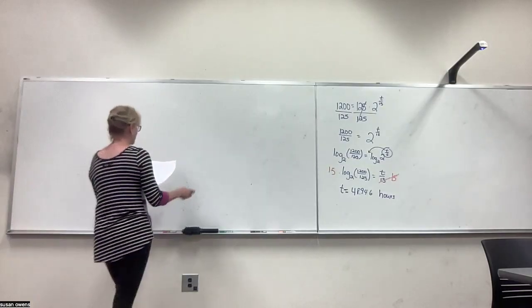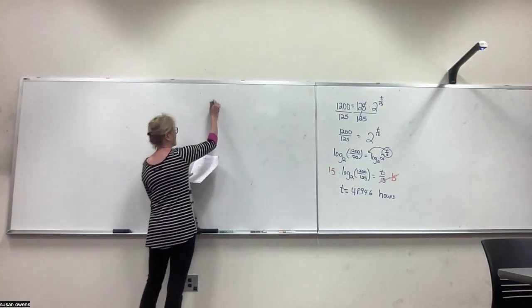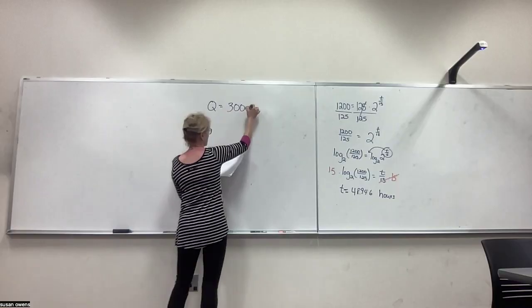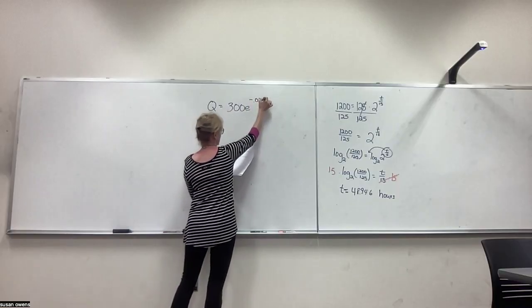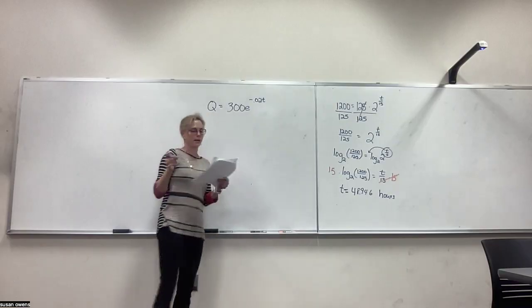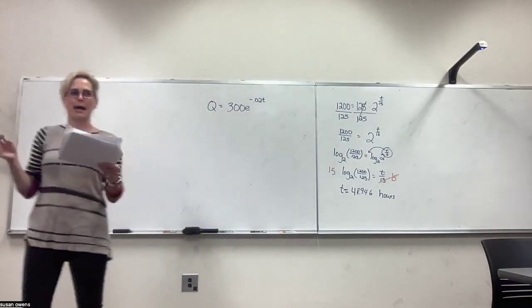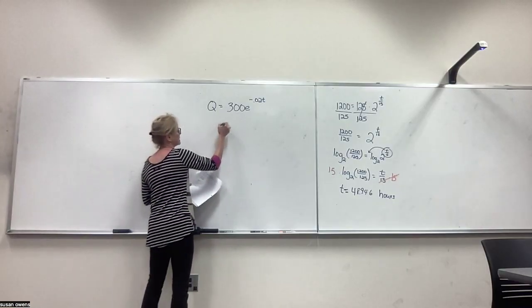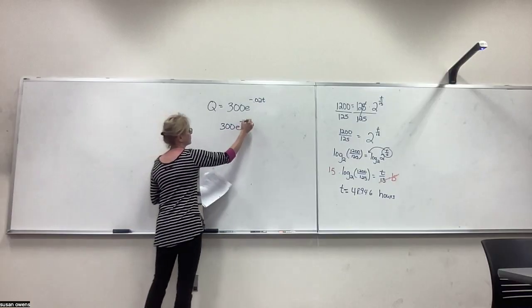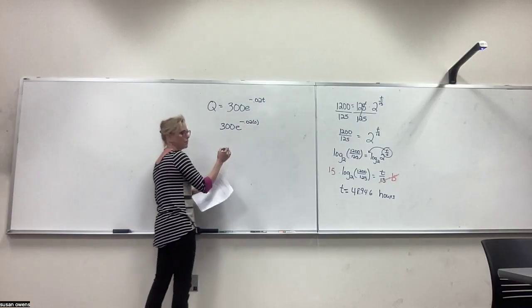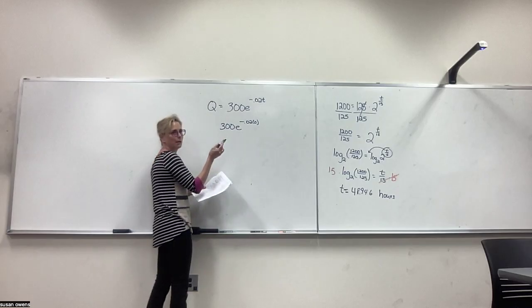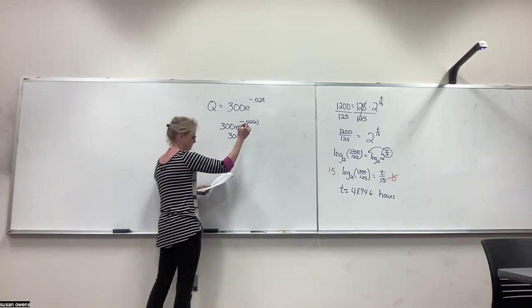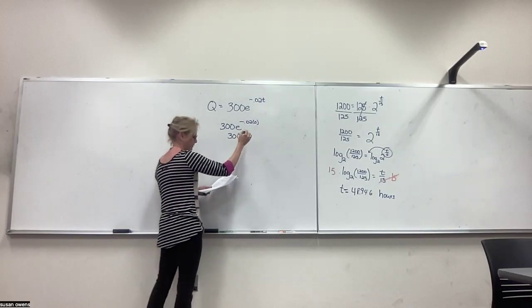The size in grams of a sample of radioactive substance is given by the formula Q is equal to 300 e to the negative 0.02 T, where T is measured in weeks. What is the initial size? The initial size is when T is what? Good. 300 e to the negative 0.02 T times 0. What's the answer going to be? 300. 300 grams.